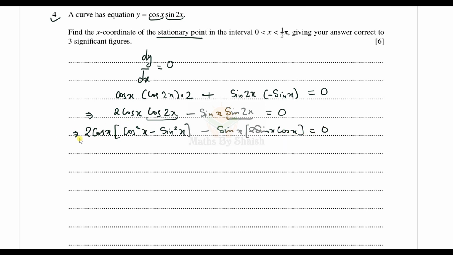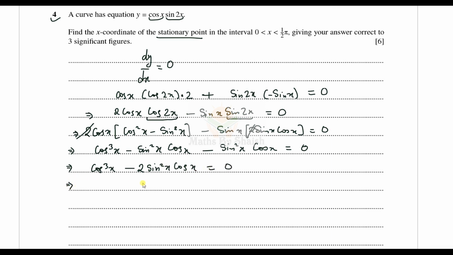Now we can divide the whole equation by 2 because 2 is here also, it is gone, and then we are going to write it as cos cube x minus sin square x cos x and minus sin square x cos x is equal to 0. So we got it as cos cube x minus, and the same like term, so it is minus 2 times sin square x and cos x is equal to 0. Now we'll take cos x common, we'll get cos x into cos square x minus 2 times sin square x is equal to 0.